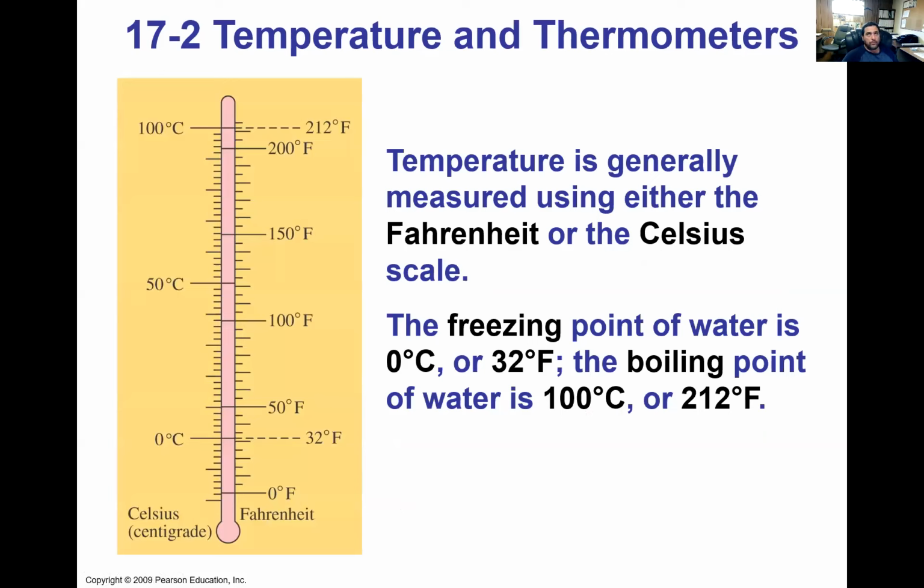Okay. Most of the time, and we'll talk about kelvins at the end of the chapter, temperatures are reported in either Fahrenheit or Celsius, right? Two common points that you have to reference back to: freezing point is either 0 degrees Celsius or 32 degrees Fahrenheit, and boiling water is either 100 degrees Celsius or 212 degrees Fahrenheit.